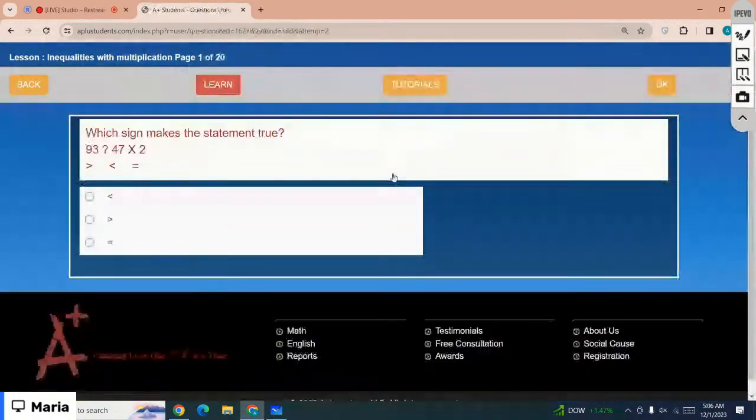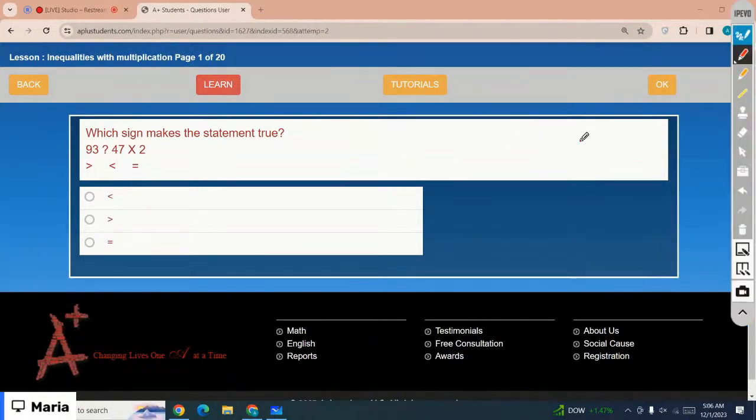Which sign makes the statement true? 93, and you have to compare it to 47 times 2. So let's evaluate 47 times 2, right? 2 times 7 is 14, 4, 1 carry. 2 times 4 is 8 and 1, 9, 94. So you have to compare 93 and 94. Which is the correct option?